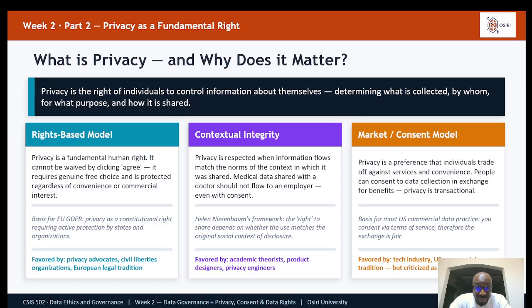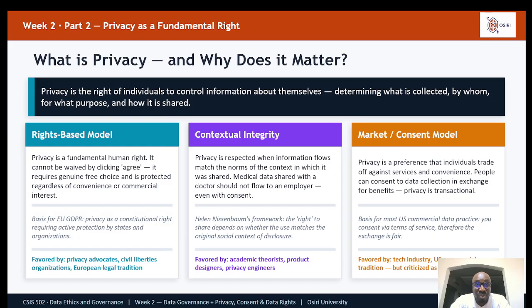I actually subdivide it into three. We have the rights-based model, we have the contextual integrity, and we have what we call the market or the consent model of privacy. When we are referring to the rights-based model, we are looking at the legal and the ethical pattern where we say privacy is actually a fundamental human right. Yes, one of the fundamental human rights is a right to privacy.